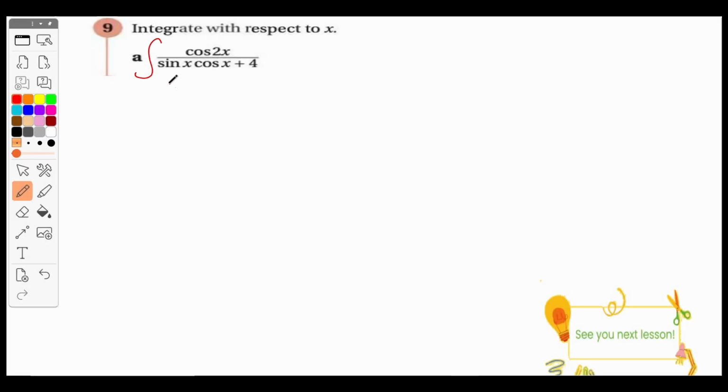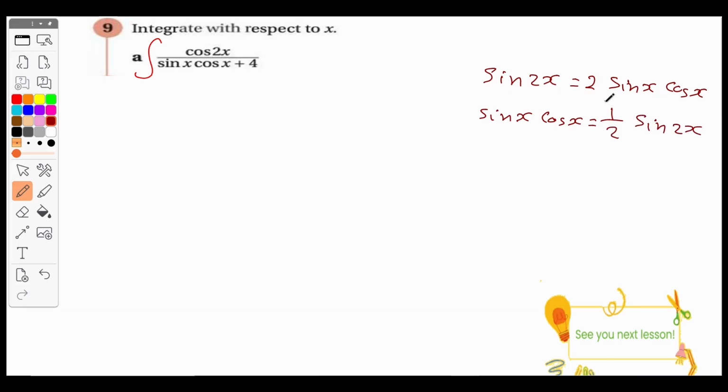Integrate, you need to find the integral of cosine 2x over sine x cosine x plus 4. We have studied before this identity: sine 2x, the double angle, equals 2 sine x cosine x. But here we have sine x cosine x. So from this identity, we can say that sine x cosine x equals, if you divide by 2, half sine 2x. So we can write this here.